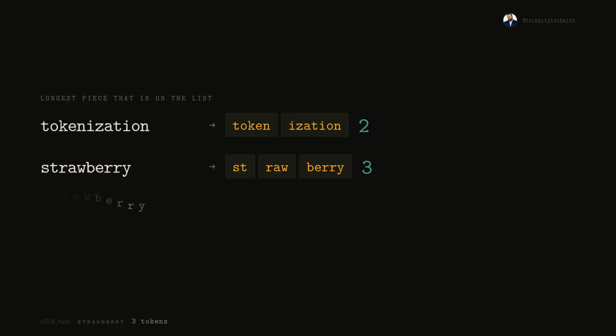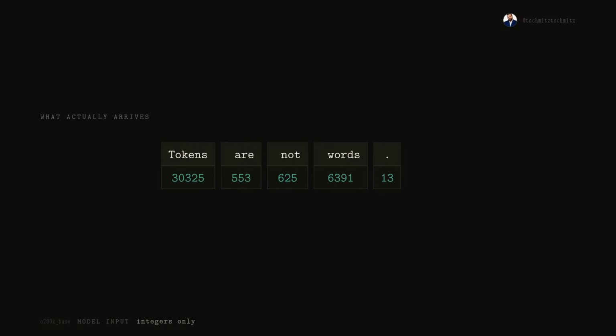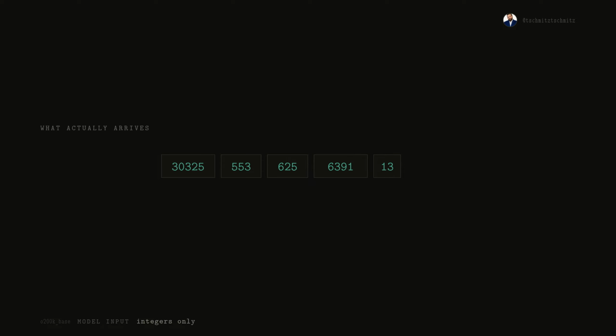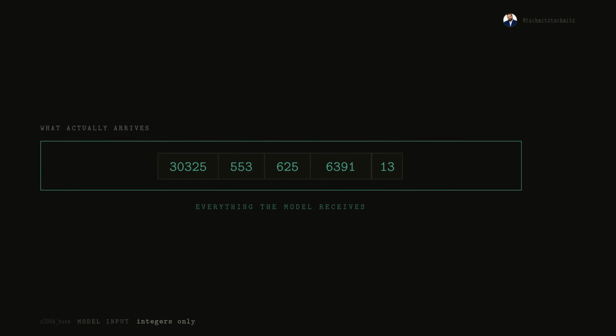Notice what just happened to you. The letters are gone. And then even the pieces go away. Each one is swapped for its position in the list. Your sentence reaches the model as a row of integers. That is all it ever sees. So when you ask it to count letters, what exactly do you think it is counting?